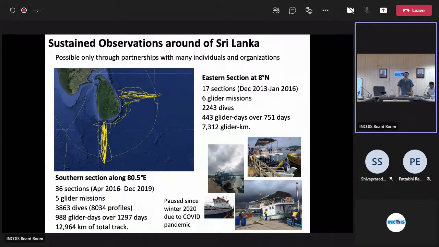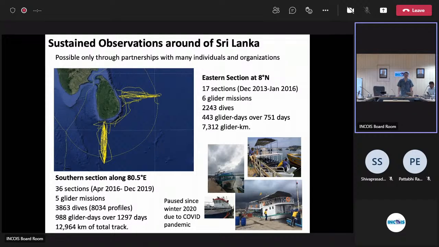You're looking for phenomena that have variability on time scales of weeks, weeks or a month or two. These gliders are slow, so they can capture that. They're good at capturing the structure of the current. What you see here is you can do pretty good estimates of water mass transports, so you have a pretty good idea of salt flux between basins at those time scales.